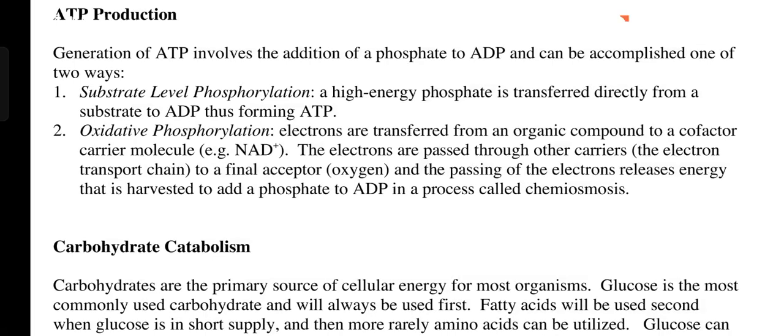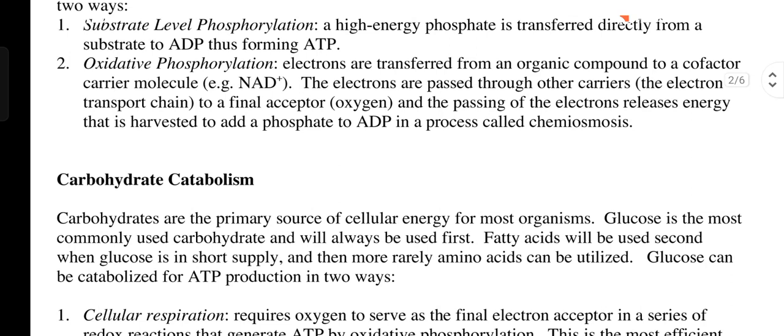The electrons are passed through other carriers, the electron transport chain, to a final acceptor, oxygen, and the passing of the electrons releases energy that is harvested to add a phosphate to ADP in a process called chemiosmosis.